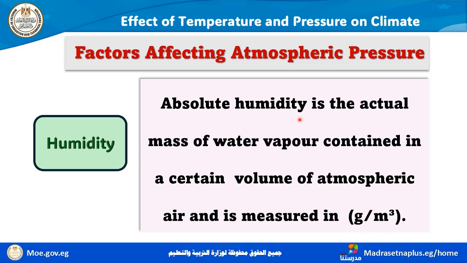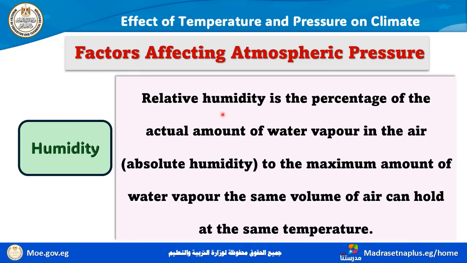So the absolute humidity is the actual mass of water vapor contained in a certain volume of atmospheric air, and this is the unit of measuring the humidity, which is gram per meter cubed. Relative humidity is the percentage of the actual amount of water vapor in the air. Absolute humidity, as we mentioned before, is the actual amount of water vapor in the air.